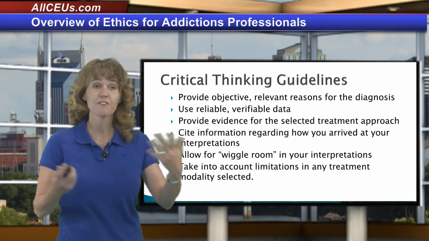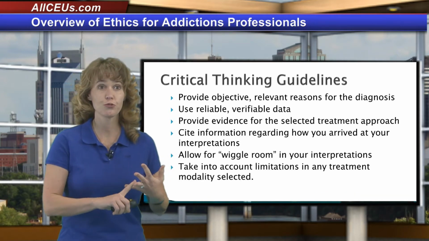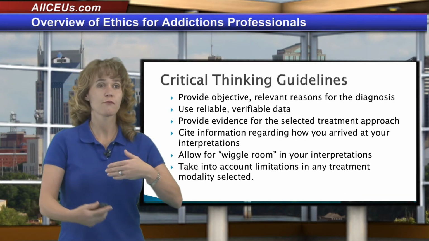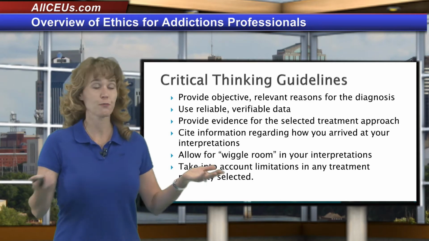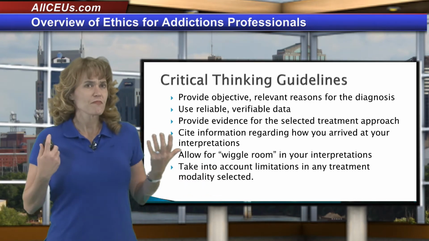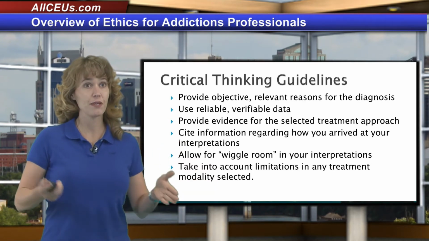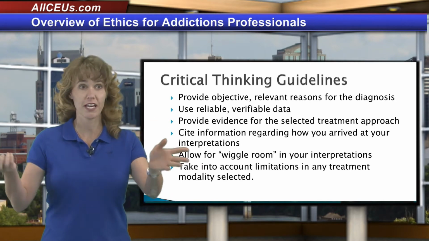Reliable, verifiable data for the client. Have them keep journals or have them do score sheets. Have them use some sort of instrument like the Beck Depression Inventory in order to identify how they're progressing. That's reliable, verifiable data. They are keeping a chart of their own moods, behavior, etc.